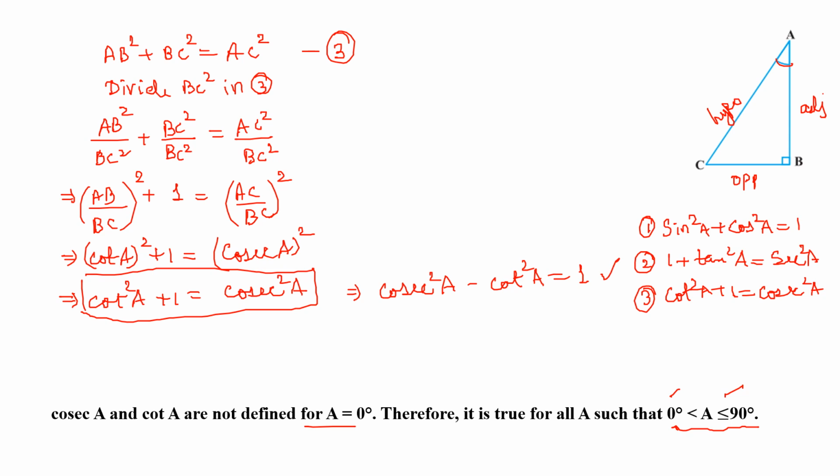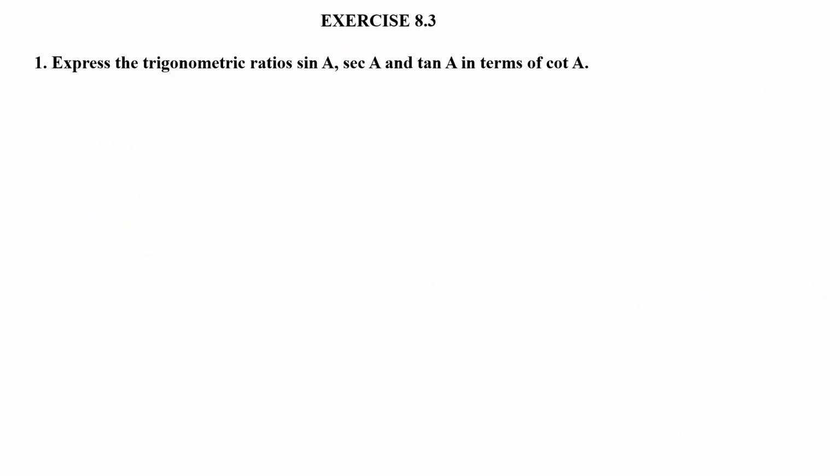Now moving to the exercise questions. Exercise 8.3, question number 1. Express the trigonometric ratios sin A, sec A and tan A in terms of cot A. So you have to find a relation of sin A, sec A and tan A in terms of cot A. So let's do it one by one. We have to use the identities over here, then only will we be able to find it.